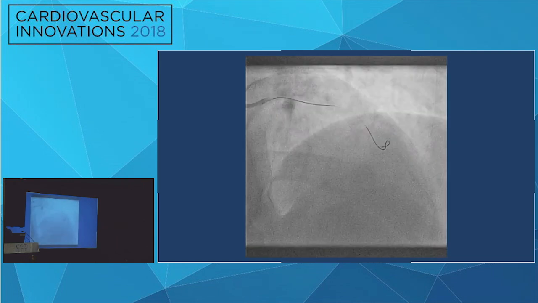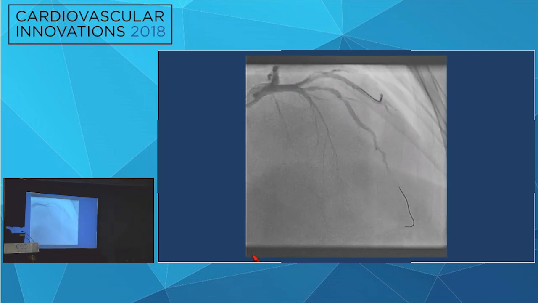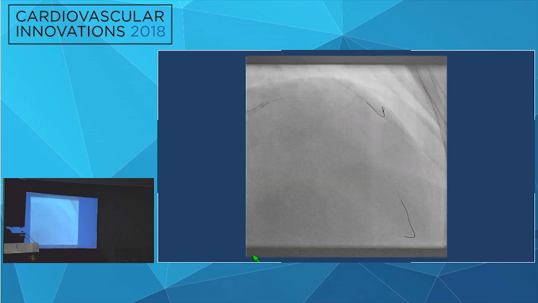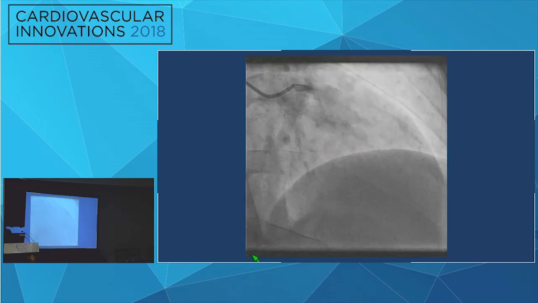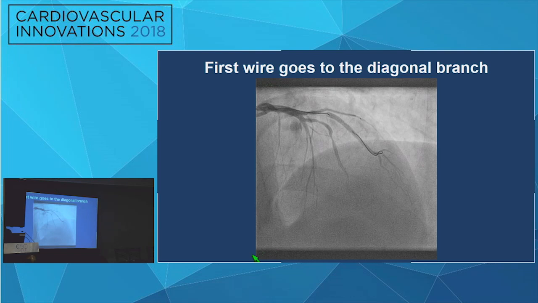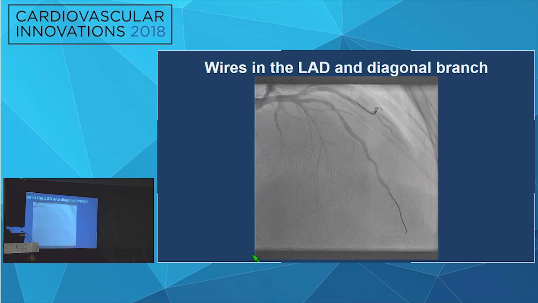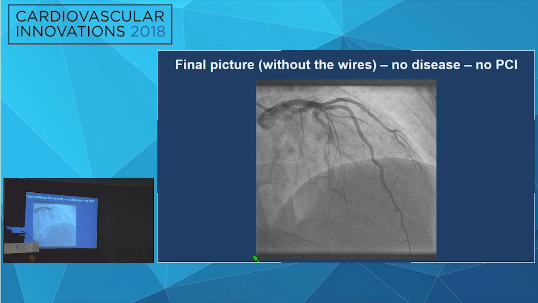The first BMW wire went to the diagonal branch. And then the second BMW wire went to the LAD. And you see here nothing after wiring both vessels. And then we removed the wires. And again, in summary, the first wire went to the diagonal branch. The second wire went to the LAD. And no visible coronary artery disease after wiring both vessels. So this is the final picture without the wires, no disease, no PCI.